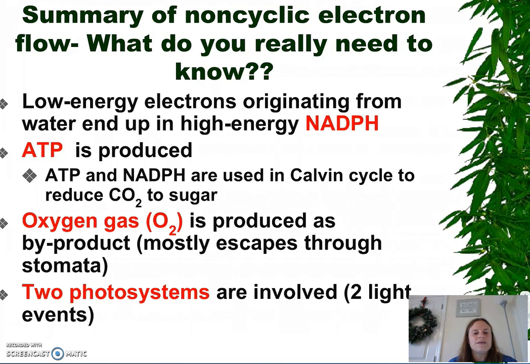You need to know that ATP is produced as well as NADPH, which are then used in the Calvin cycle to reduce carbon dioxide to sugar. Oxygen is a byproduct. Most of it escapes through the stomata. Some of it can be used for cellular respiration. And this type of photophosphorylation, non-cyclic photophosphorylation, involves two photosystems, whereas cyclic electron flow or cyclic photophosphorylation only involves one photosystem.